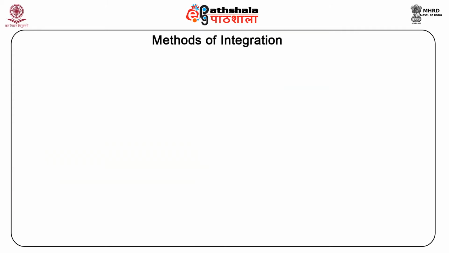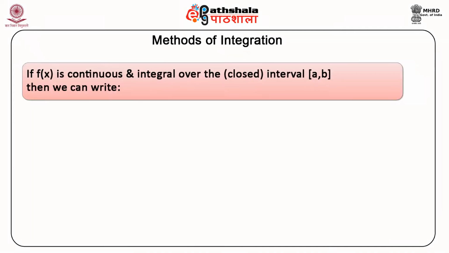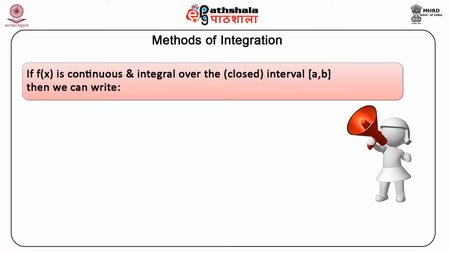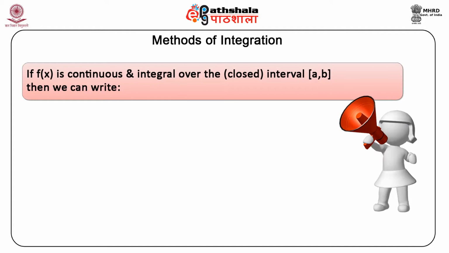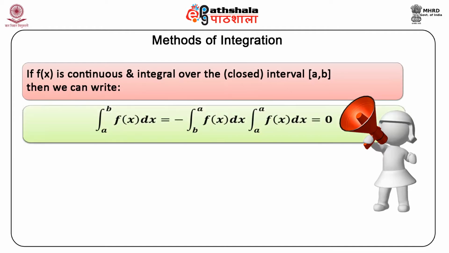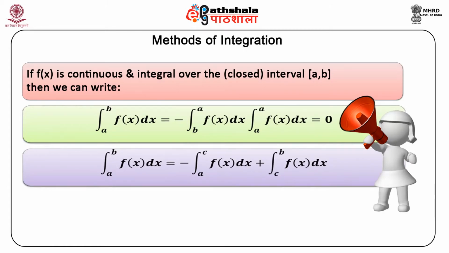Now we will study properties of definite integral. If f(x) is continuous and has an integral over the closed interval [a, b], then we can write: one, integration from a to b f(x) dx is equal to minus integration from b to a f(x) dx. Second, integration from a to a f(x) dx is equal to 0. Third, integration from a to b f(x) dx is equal to integration from a to c f(x) dx plus integration from c to b f(x) dx, for all c lying between a and b. That is, c is greater than a and b is greater than c.